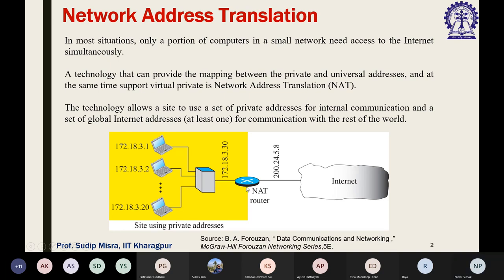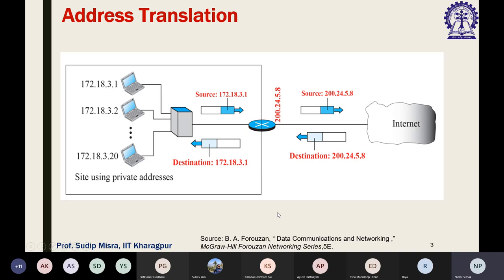So let us say that you have a packet which goes like this. This is the source, and it comes over here to the NAT router. The NAT router basically changes this source to the public source. Now the question is, how does the NAT router know that 172.18.3.1 has to be mapped to this particular thing? No, sorry, how the source is mapped. This is one question.